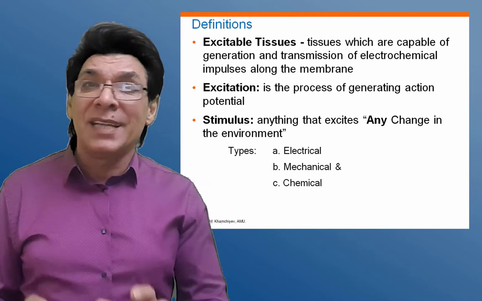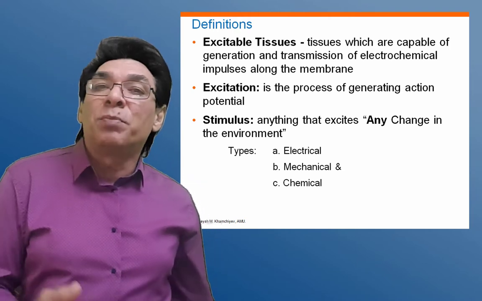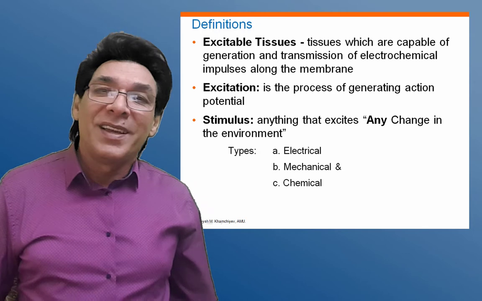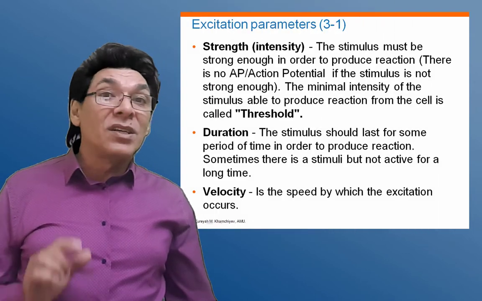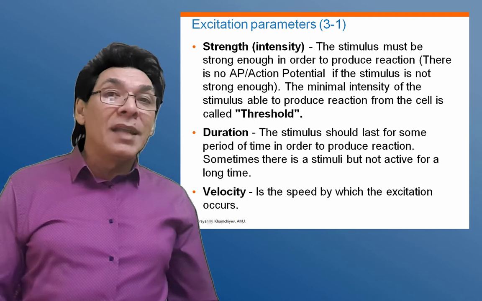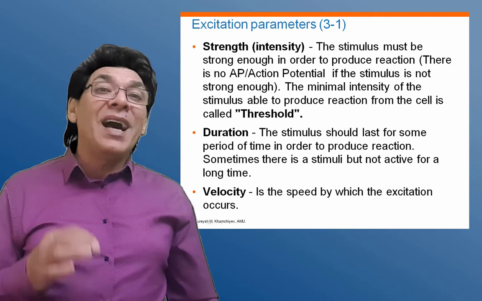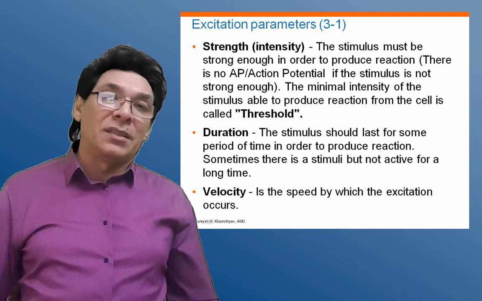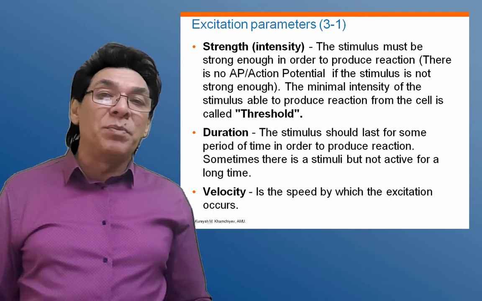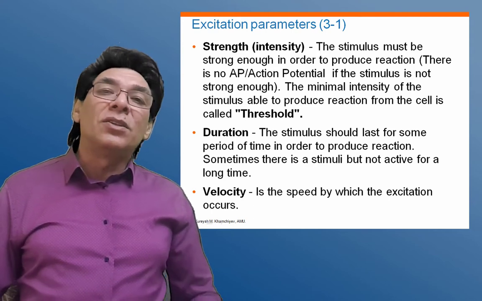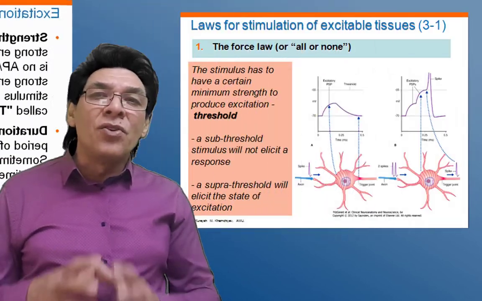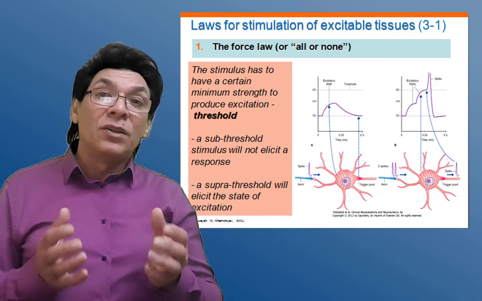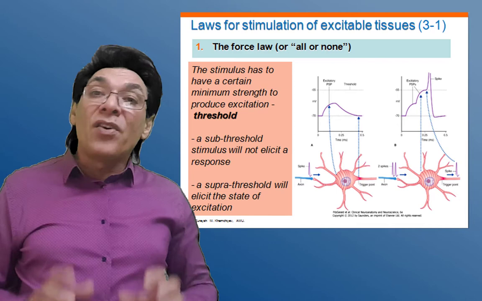The minimal intensity of the stimulus able to produce reaction from the cell is called threshold. Between the intensity, strength of the stimulus and its duration, there is an indirect relation. First, strength, intensity. The stimulus must be strong enough in order to produce reaction. There is no action potential if the stimulus is not strong enough, does not reach threshold.